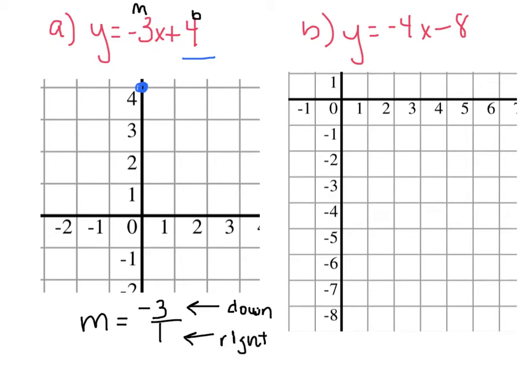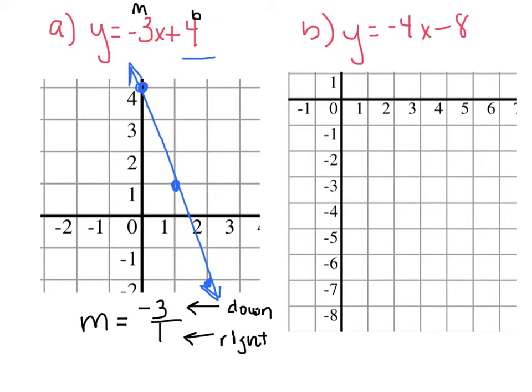So we're going to start at our blue point. We're going to go down 3. 1, 2, 3. And then we're going to go right 1. Right 1, there's our dot. Let's do that one more time. 1, 2, 3, right 1. And now we have a linear equation graphed as a line that crosses those 3 points.